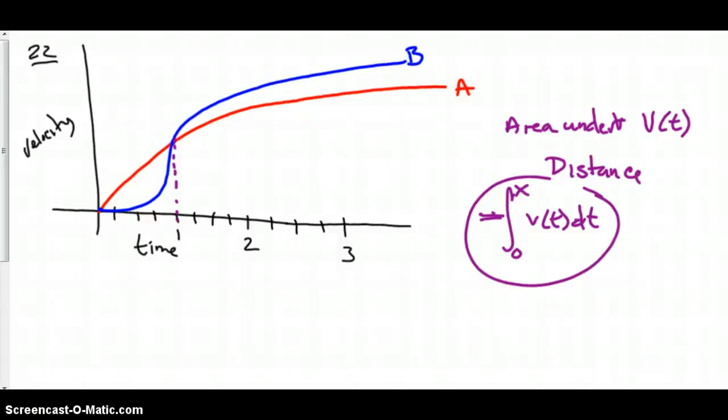For car A, my area is approximately this purple triangle-y thing. But for car B, between 0 and 1, my area is only this much. So if my purpley area was bigger than my green area, who traveled further? Car A traveled further. That's what they ask in part A. So car A traveled further between time 0 and 1. So this is greater for car A than it is for car B.